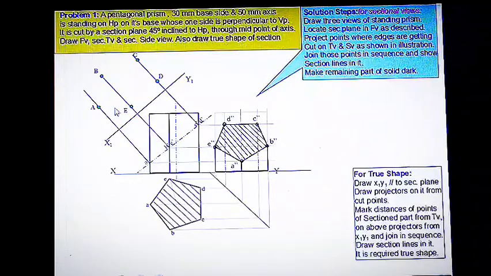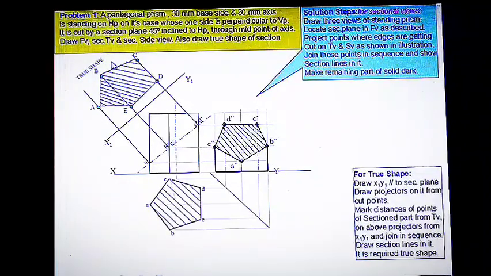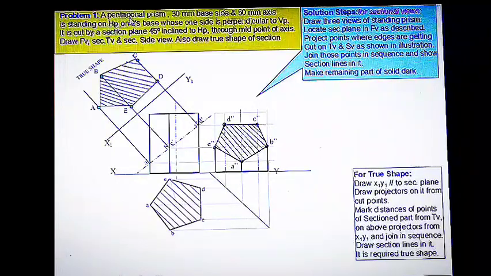Mark these points A, B, C, D and E, then you can use straight lines to join these points like this. Now you can hatch the inside surface of this true shape. This is the required true shape, and then you can name it as true shape of section. This is the procedure for getting the solution for problems like this.